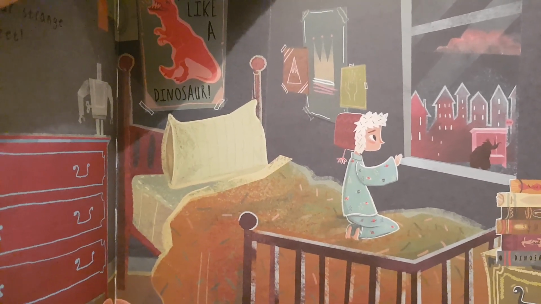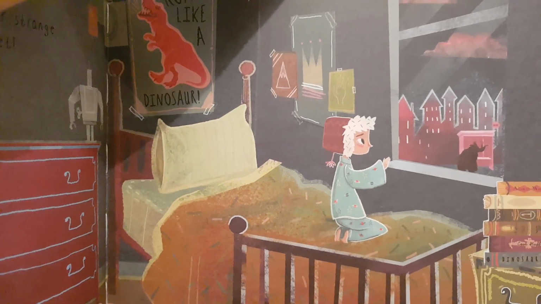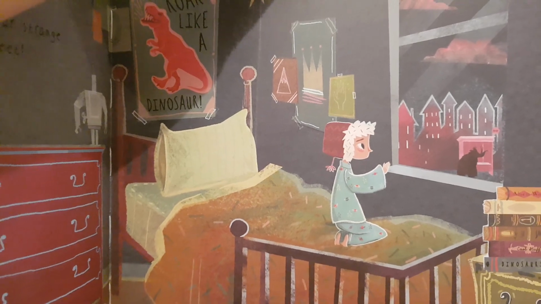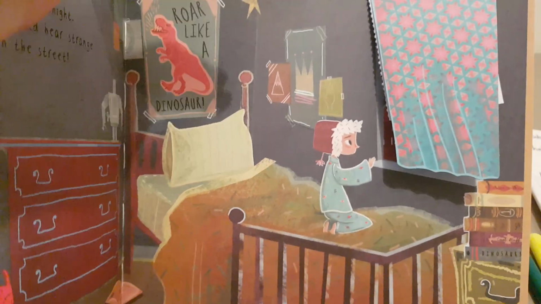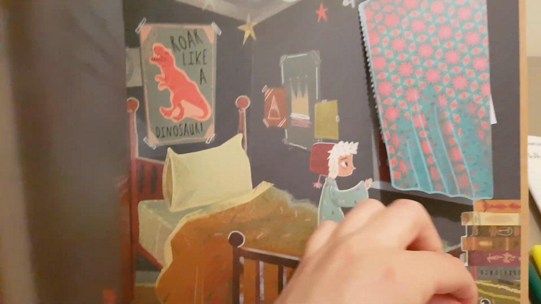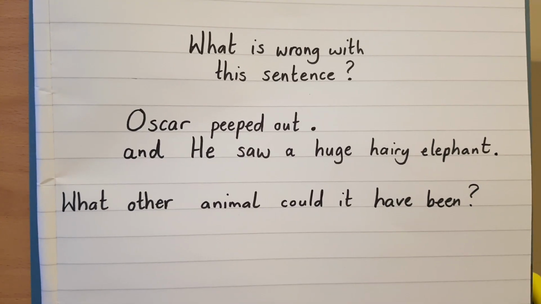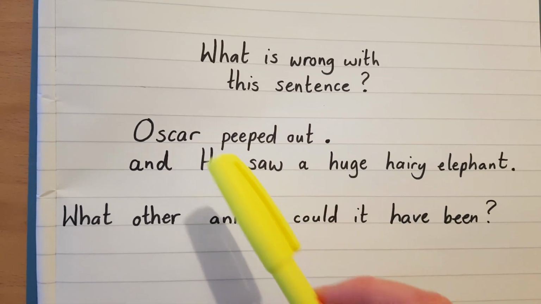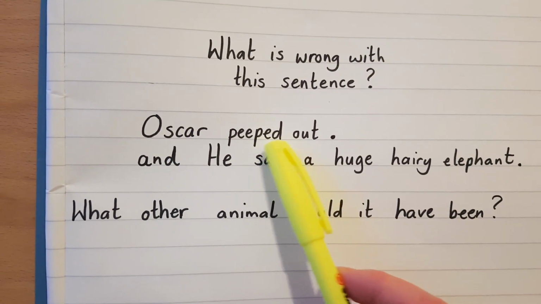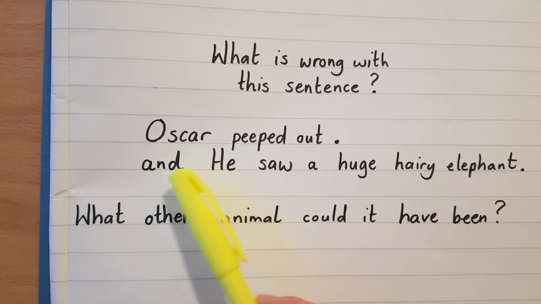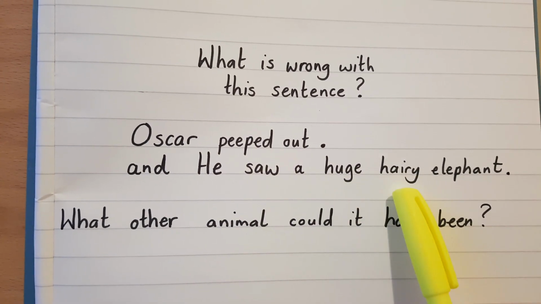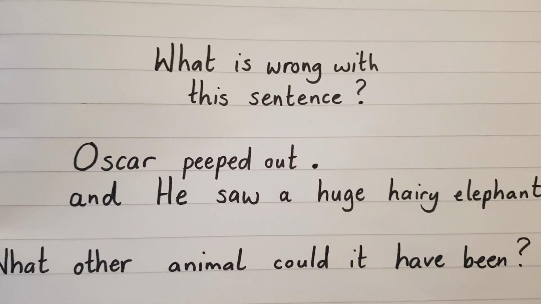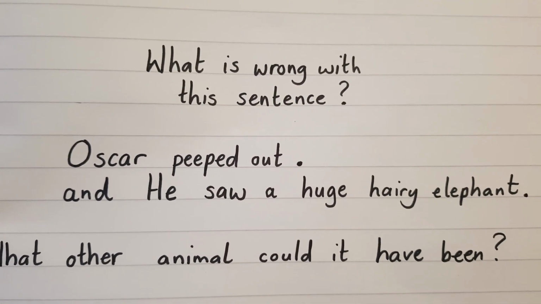Let's think about a sentence that we could use for when Oscar peeped out of the window. I've written one down here, but it doesn't look right. Can you help me with it? What's wrong with my sentence? It says, Oscar peeped out and he saw a huge hairy elephant. Have a little look. What do you think is wrong with that sentence?